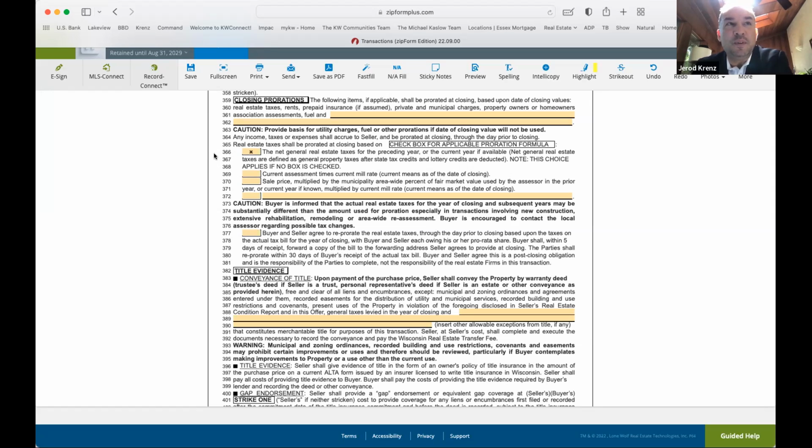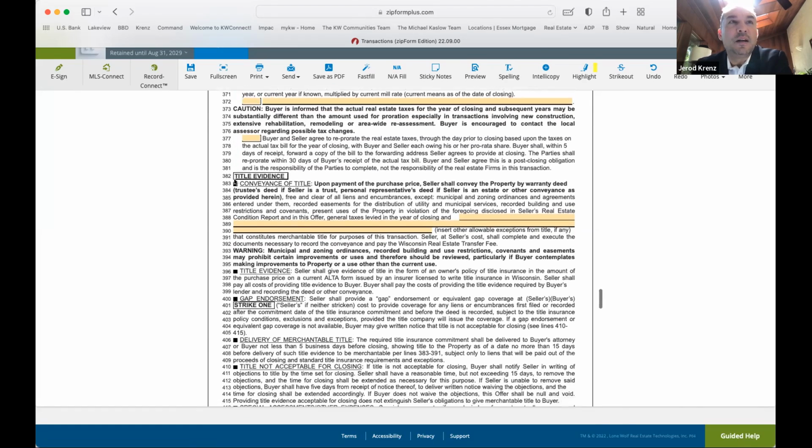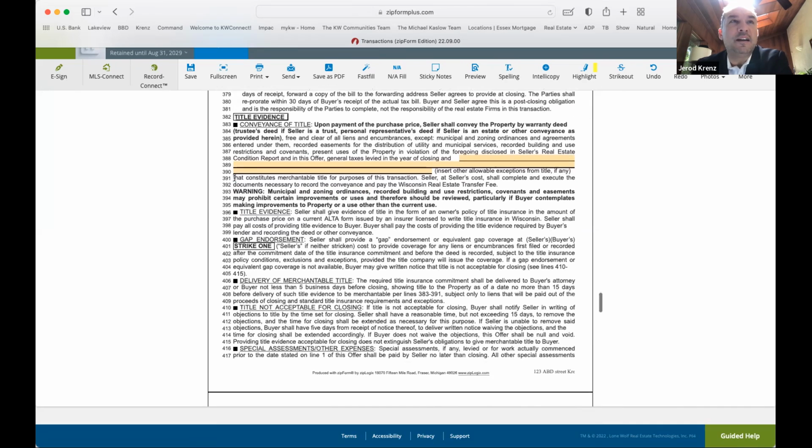So not to beat a dead horse, but 366, you're going to use a lot. And in new construction scenarios, you'll see line 370. Any questions with any of that?